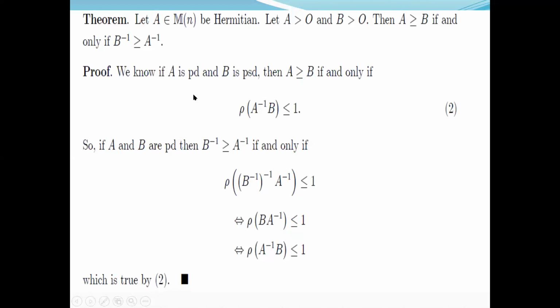Now, if both are positive definite, we can apply this to B inverse and A inverse. In place of A, we have B inverse, so this is B inverse inverse. And in place of B, we have A inverse. This is less than or equal to 1. So rho of B A inverse is less than or equal to 1. This means rho of A inverse B is less than or equal to 1. Clear this? And what does this mean? This means this is true. That is, B inverse is greater than or equal to A inverse. This is true by these two.